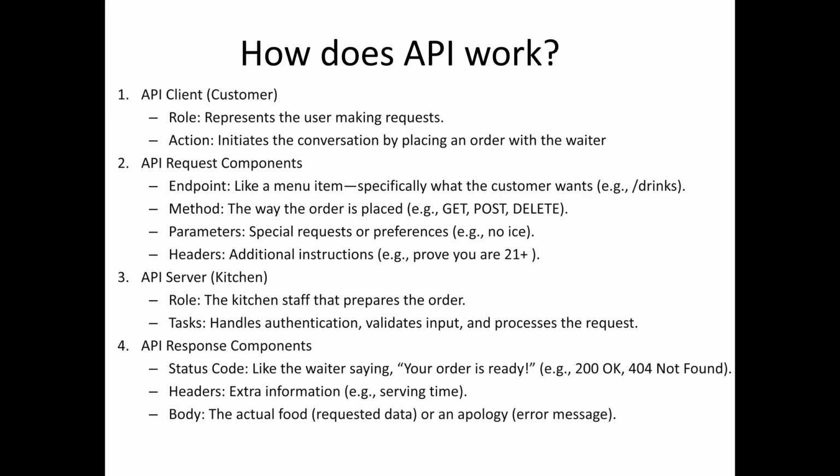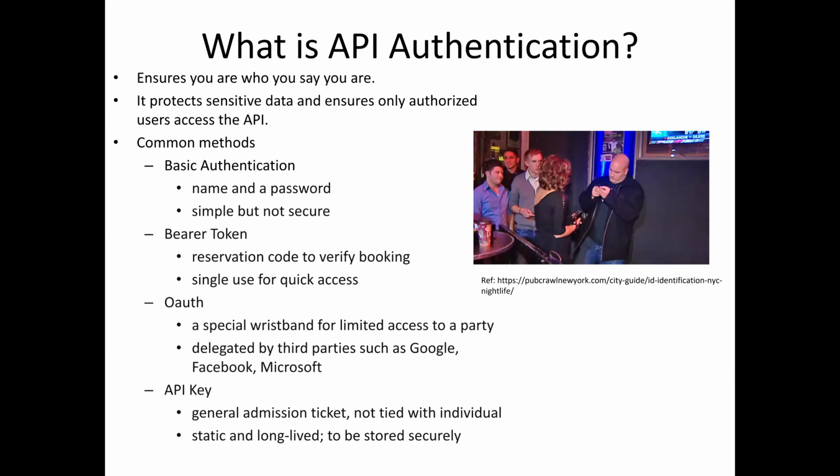As we mentioned earlier, we have the header information to show you are over 21 years old. So this is part of the API authentication, which is super important these days because APIs send sensitive data around, and we want to make sure only authorized users are able to access the API. So there are four most common methods for authentication. And let's use the example of going into a special event at the bar and how you can get into the bar.